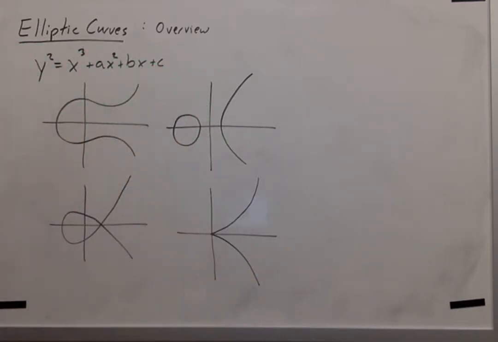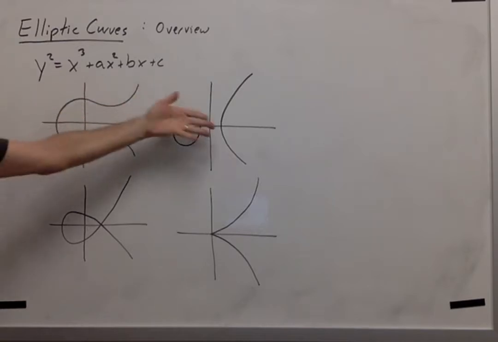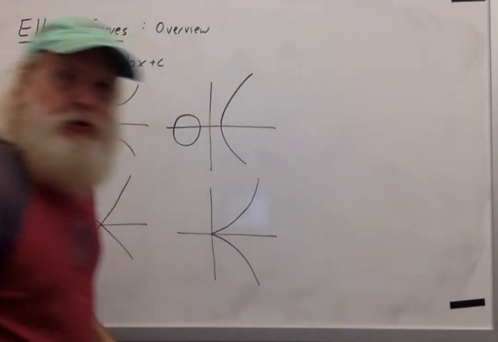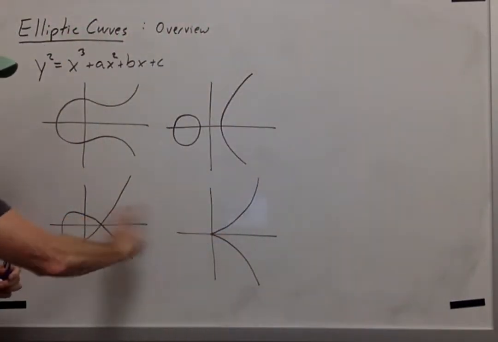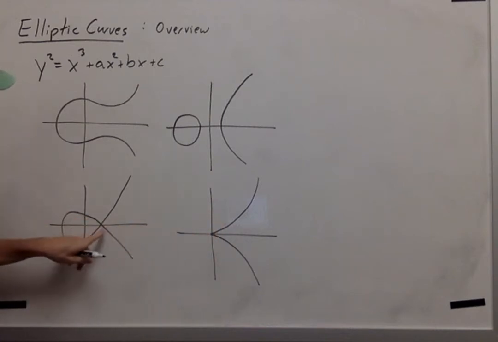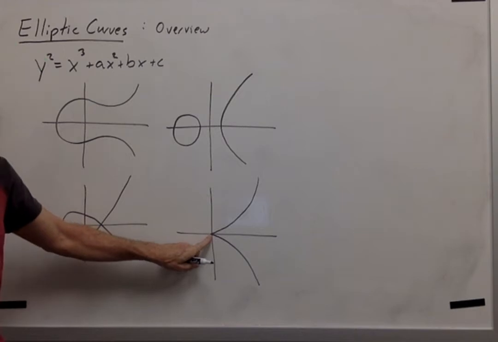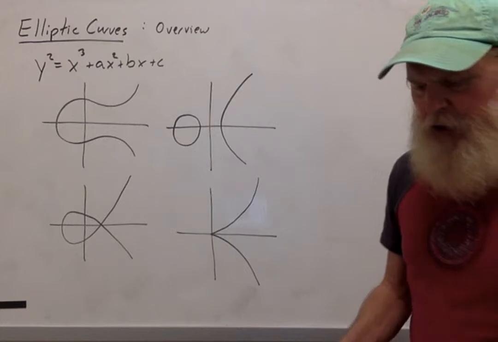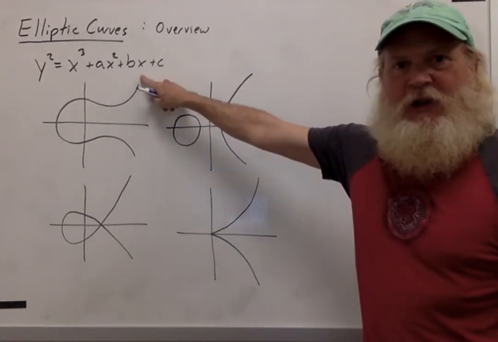Now, one thing to notice about all four graphs is that the graphs are all symmetric across the x-axis. That's because if I replace a y with negative y, then the equation is unchanged. So all of these have symmetry from top to bottom. Now, elliptic curves are going to be the top two types. So we want to exclude the ones that have graphs with self-intersections, like this first graph, or cusps, like the second graph. And the way that we can exclude those is by looking at the discriminant of this equation.